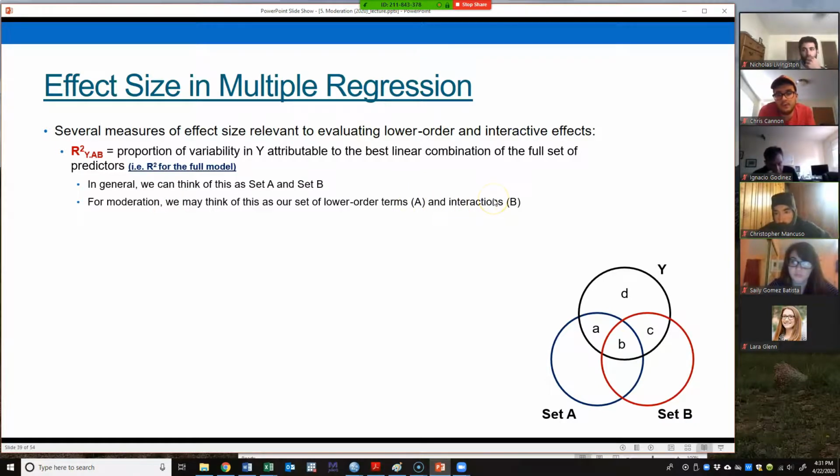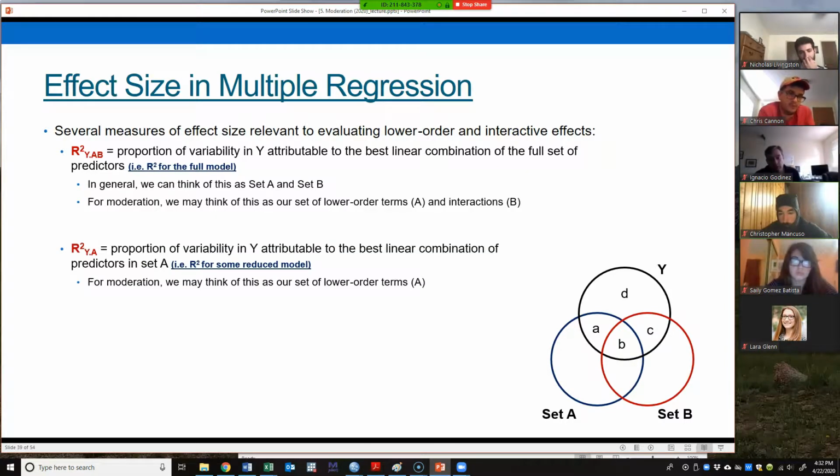Okay, so for the data that we've been going through and using as an example, think about set A as involving the direct effects of pain, PTSD, and opiate use, and set B as the combination of PTSD and pain, and opiate use and pain, those two interactions, right? And so R squared Y given AB gives me the total variability in my outcome attributable to the best linear combination of all of my predictors, both set A and set B. So kind of thinking about this as a hierarchical type of model.